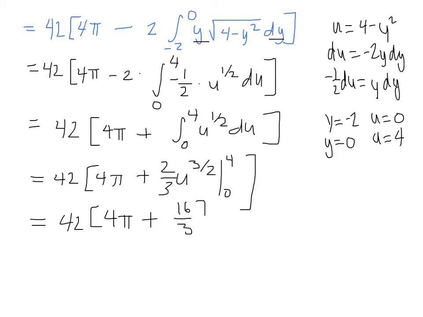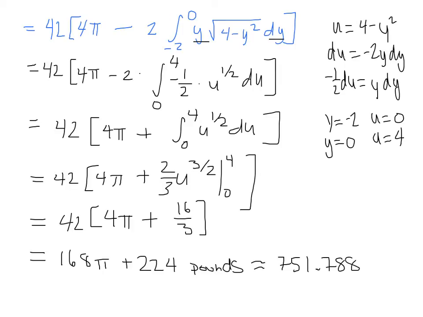And that gives us 42 times 4 pi plus 16/3, which when the 42 is distributed is 168 pi plus 224 pounds, which is approximately equal to 751.788 pounds.